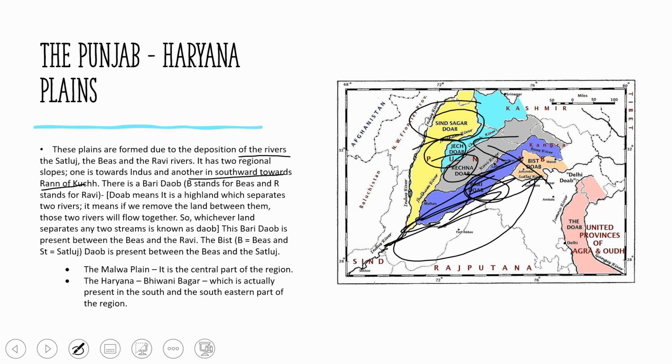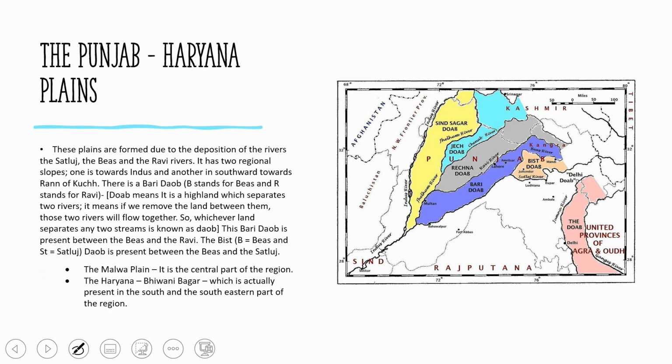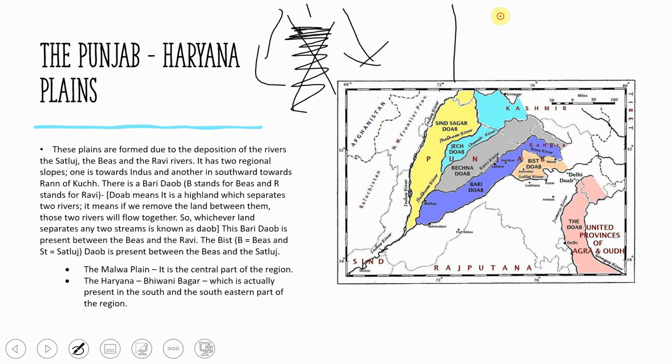So there is a Bari Doab where B stands for Beas and R stands for Ravi. Doab means it is a highland which separates two rivers. Like if there is a land, and one river is flowing here, and one river is flowing here. If you remove that land, then what will happen? These rivers will flow together. That is something called a Doab.